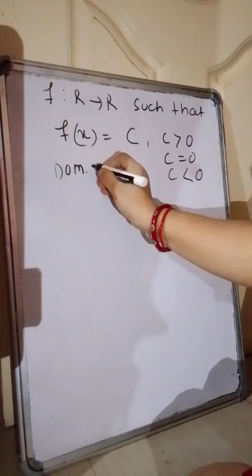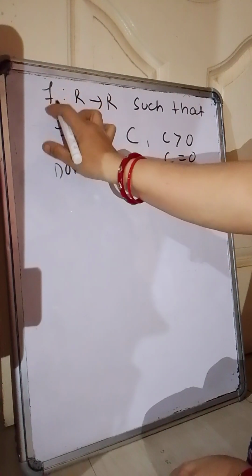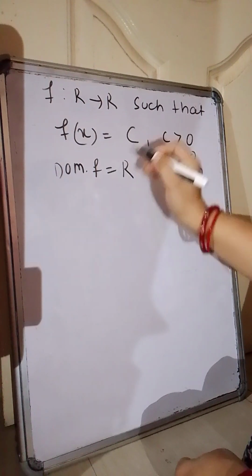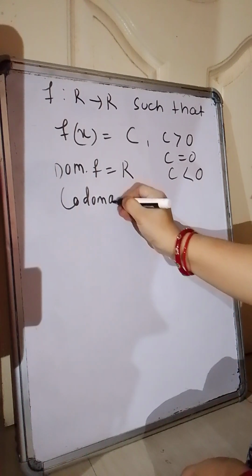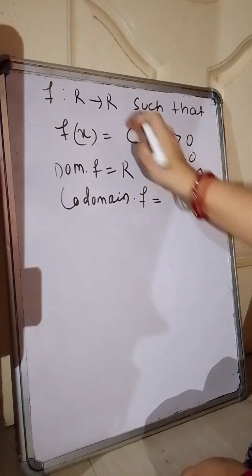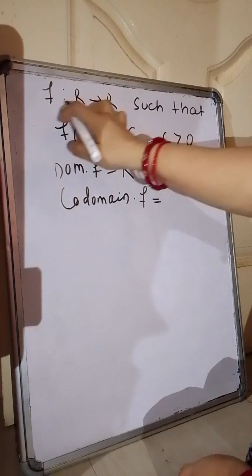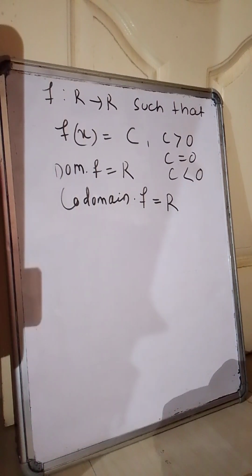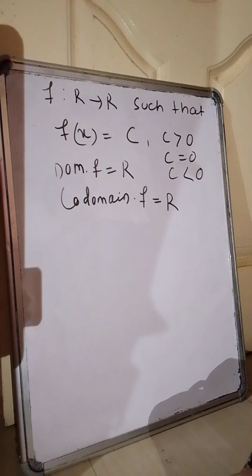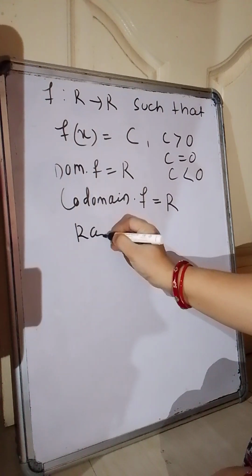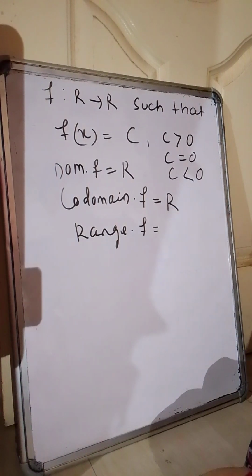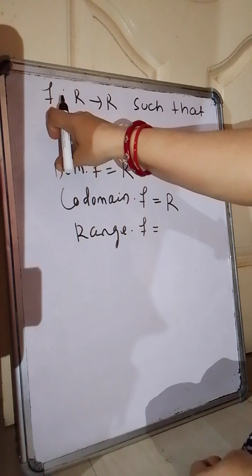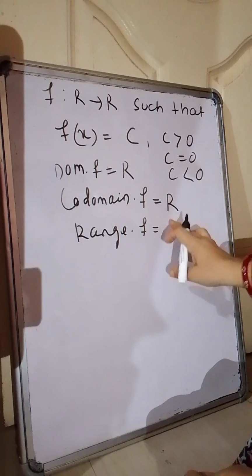We discussed that the domain of the function is R, because we have defined the function from the set of real numbers to the set of real numbers. As you know, the codomain of the function is this second set, in which the function values lie, and that is the real number set. Then what is the range of this function? The range of the function is nothing but the collection of all the images of the function.